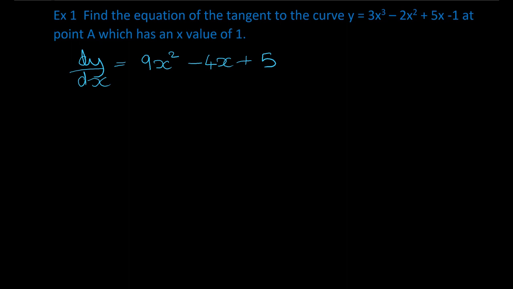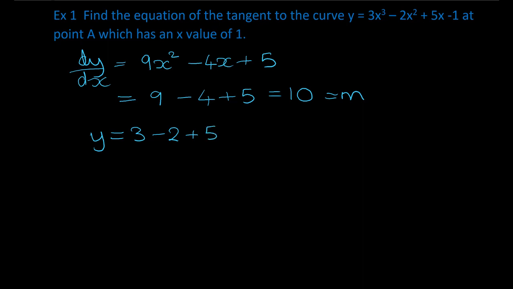So now let's substitute in x equals 1. That will give us 9 minus 4 plus 5, which equals 10. So we know that the gradient at point A is 10. Therefore, that will be the same gradient as the gradient of the tangent at that point. So that is our m. But in order to find the equation, we need the y value to go with that. So when x equals 1, y equals 3 minus 2 plus 5 minus 1, which is 5.